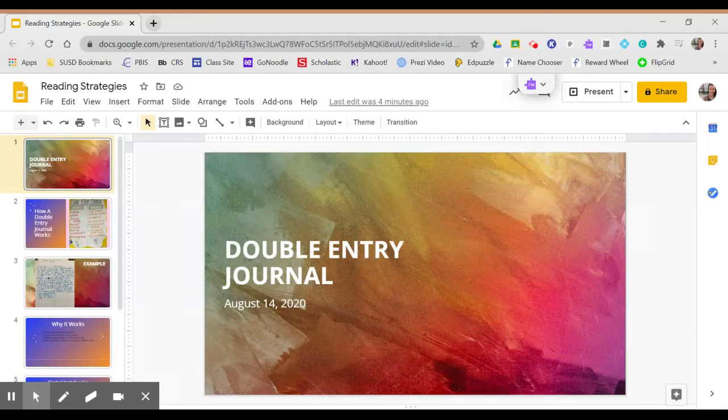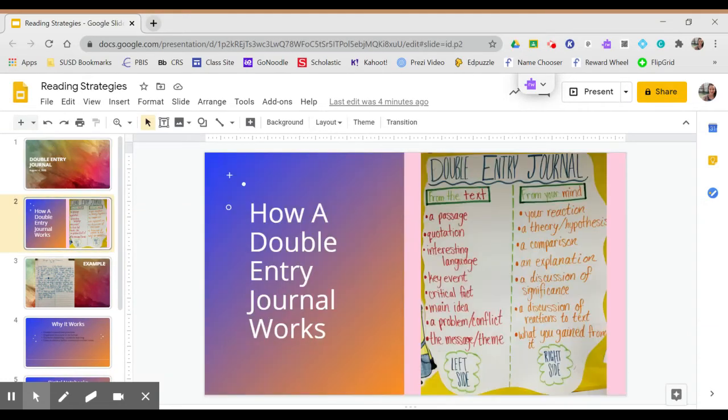Using a double entry journal is a great two-column format for notes, especially with our organization format for Avid. So a double entry journal is a very simple tool. We draw a line down the center of our notebook paper. On the left-hand side of the line, we put things from the text, and then on the right side, we put things from our own mind.